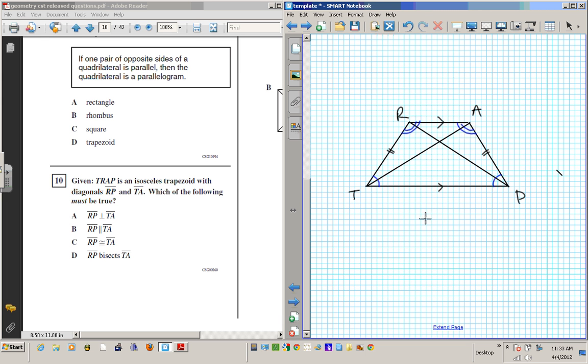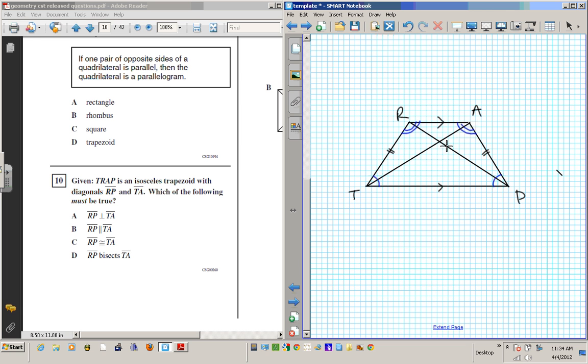Alright, so which of the following must be true? RP is perpendicular to TA. If you look at the angles right here, does this look like a 90-degree angle? Absolutely not. It looks bigger than that, right? There's no condition that requires that these two lines intersect at 90 degrees. If it were a rhombus or a square, then it would be perpendicular, but in this case it's not.